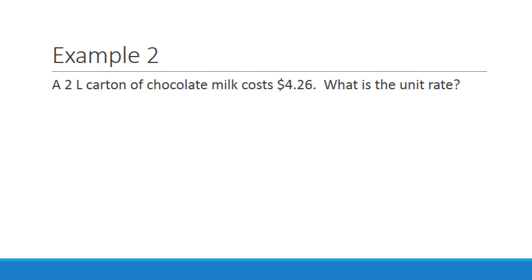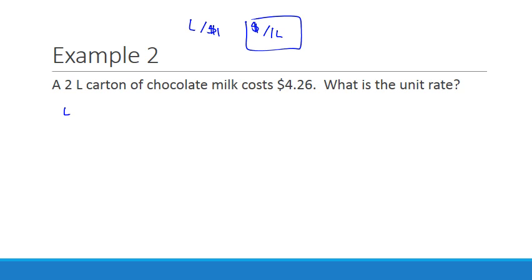Example 2. A 2-liter carton of chocolate milk costs $4.26. What is the unit rate? Okay, so we're going to see the cost of milk. So now, again, you have a decision. Do you want to go how many liters per $1, or do you want to go how many dollars 1 liter costs? And I kind of like this one more. I think that one makes more sense. Again, either one would work.